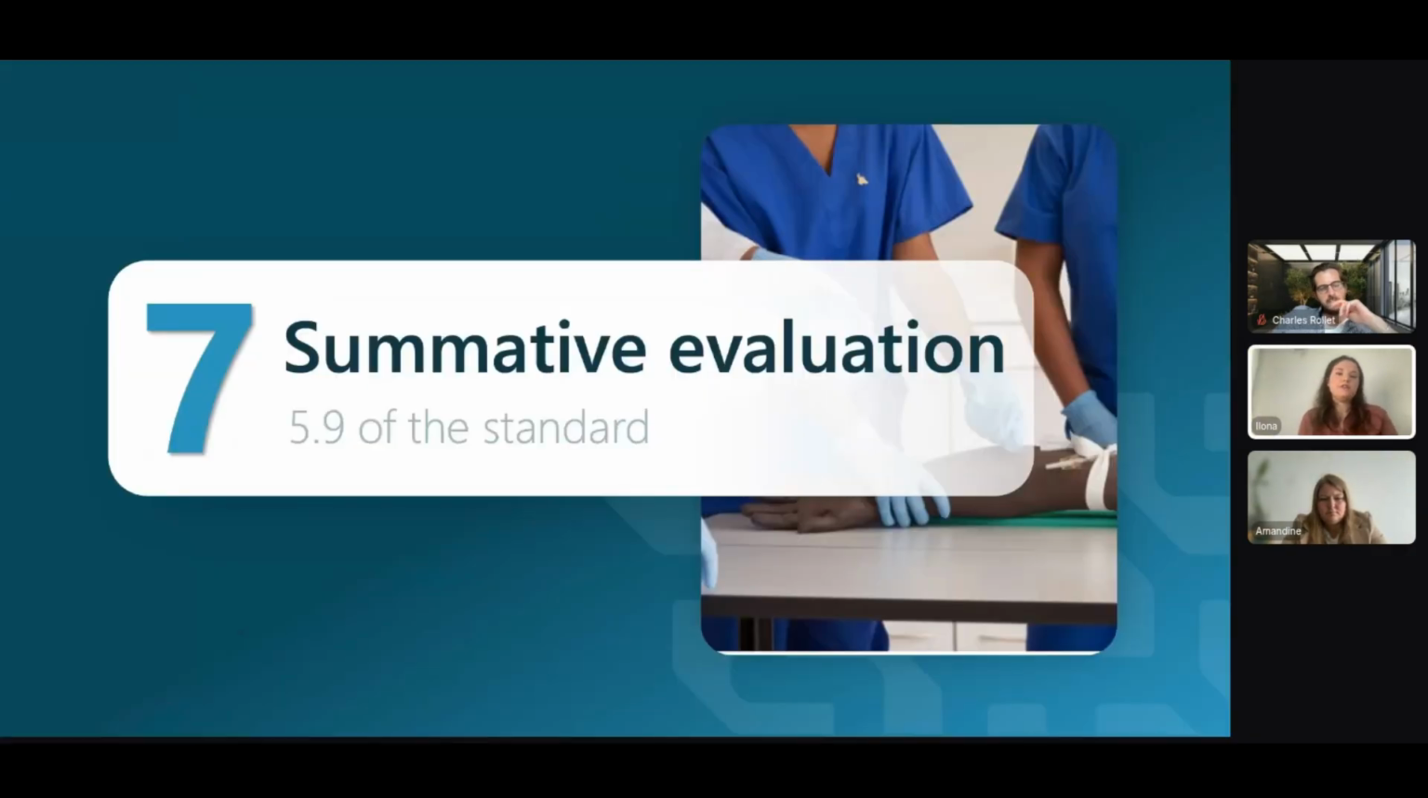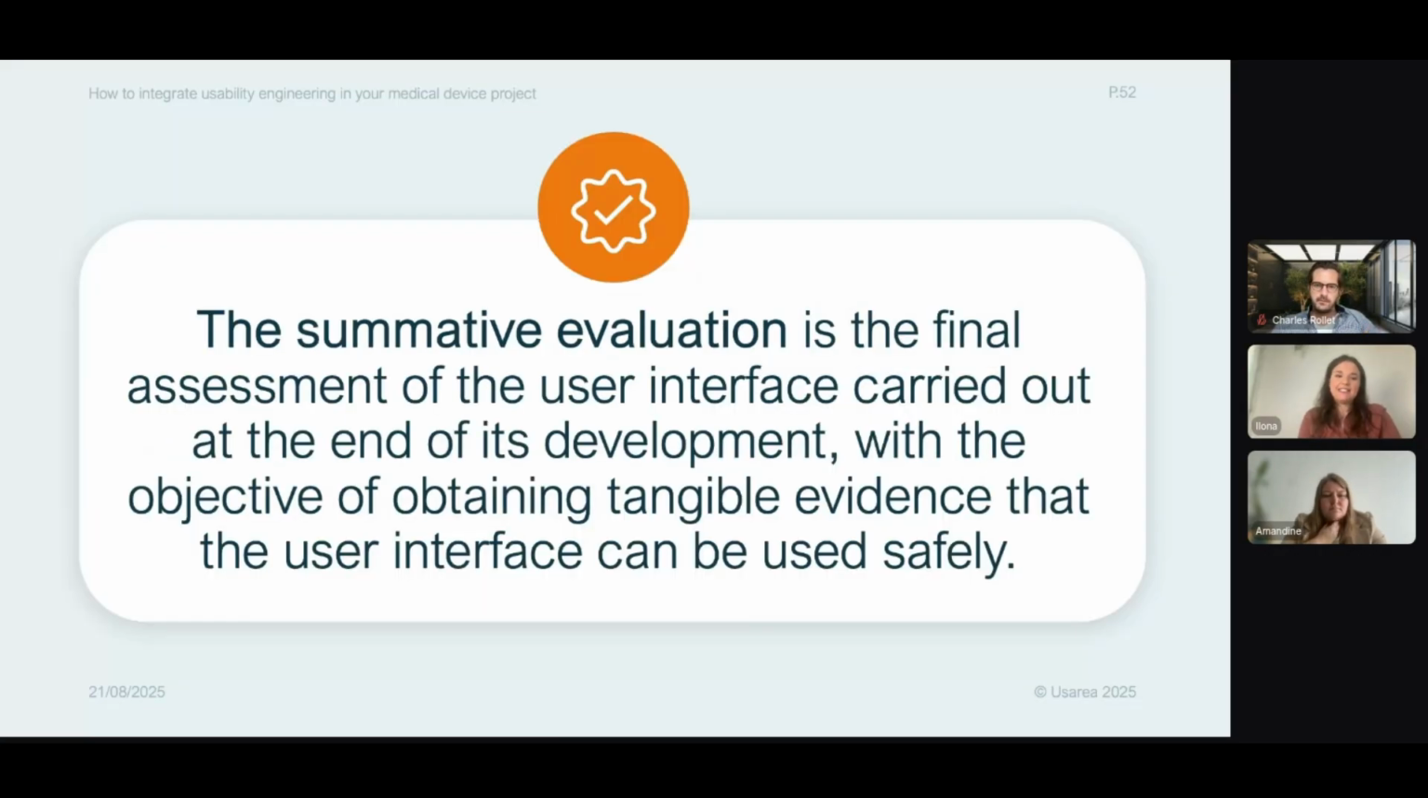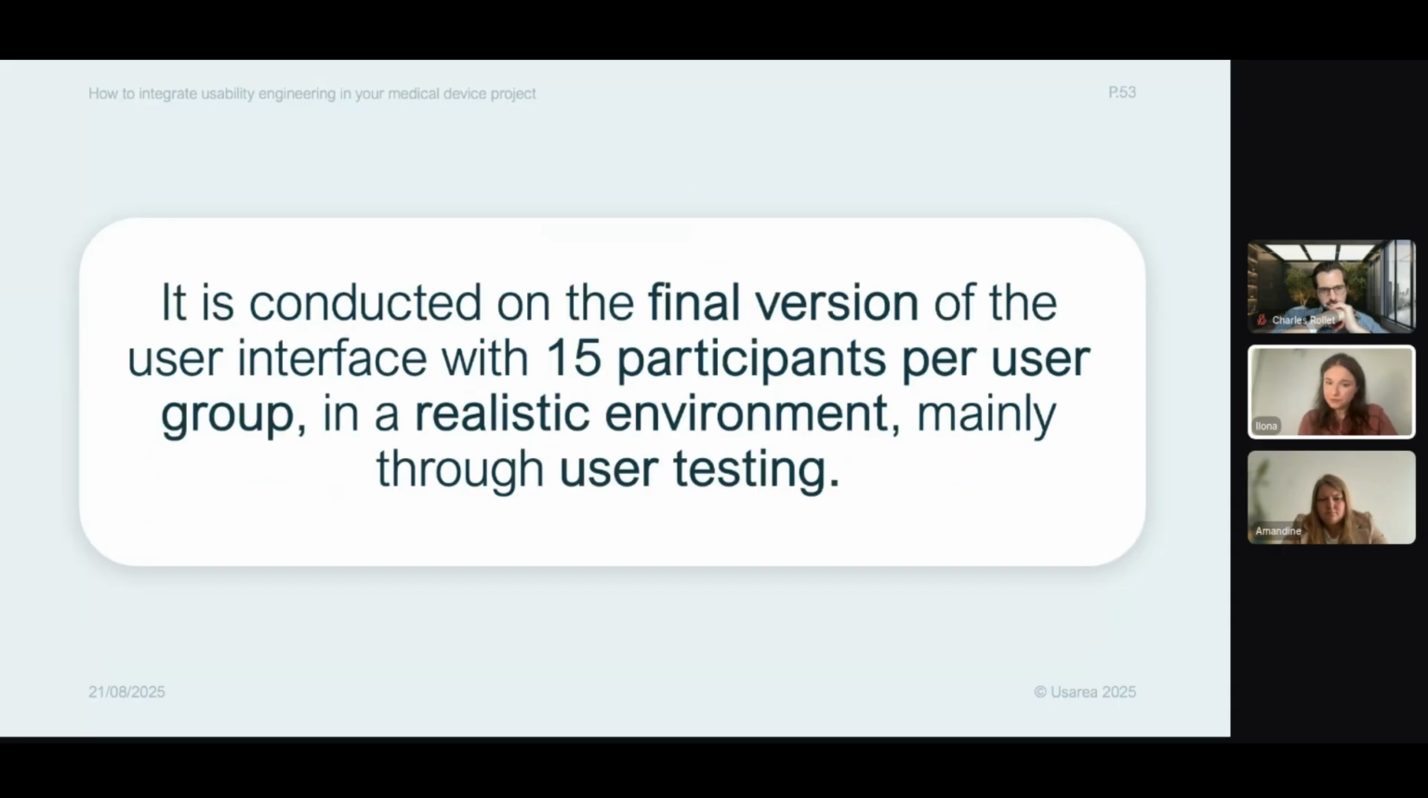And then finally, we have the last step, the summative evaluation. Globally, it's the final assessment of the user interface that is carried out at the end of its development, with the objective of obtaining tangible evidence that the user interface can be used safely. It's really done on the final version of your user interface, with 15 participants per user group in a realistic environment, and it's mainly through user testing.